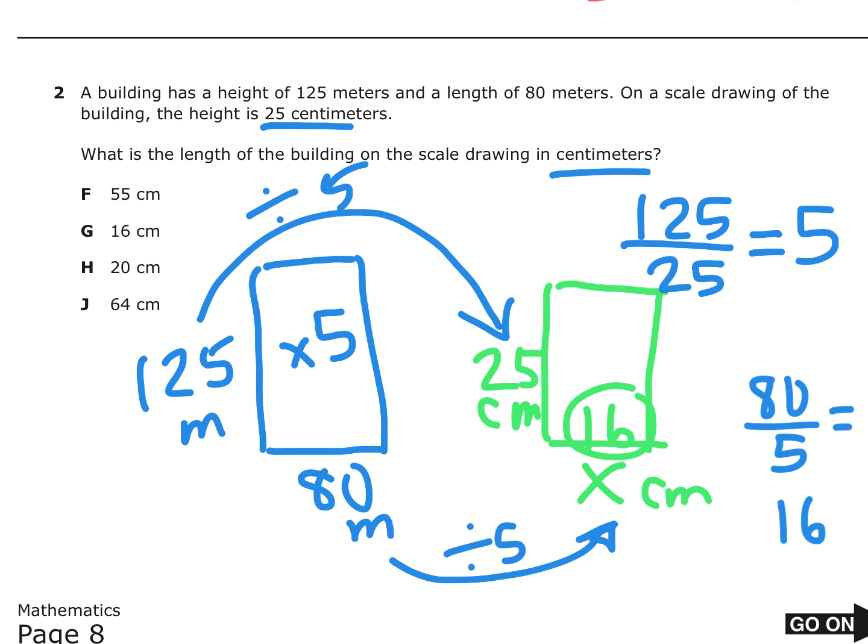Okay? So is there an answer that is 16? Yes. That would be answer G. 16 centimeters is correct. So what we have here is a scale factor of 5 to 1. So if you're going from the larger one to the smaller one, you have to divide by 5, which is what we did here. And G was the answer for number 2.